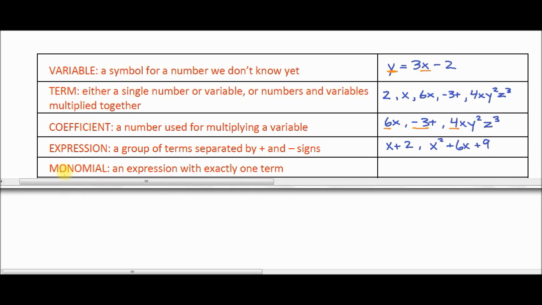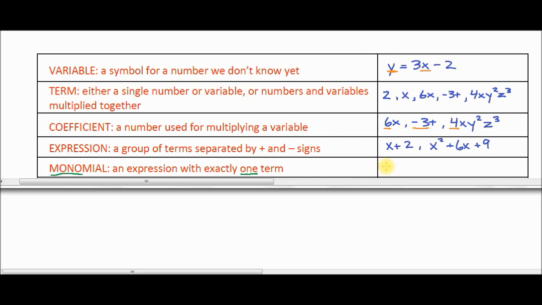A monomial. Let's underline something here. Mono. I don't know if you've ever been to Disneyland, but if you have, you might have ridden the monorail. Monorail, mono means one. That means that particular ride only has one rail. So mono means one. And what's nice about that is a monomial is an expression with exactly one term. So let's go ahead and underline that. Mono means one. Only has one term.